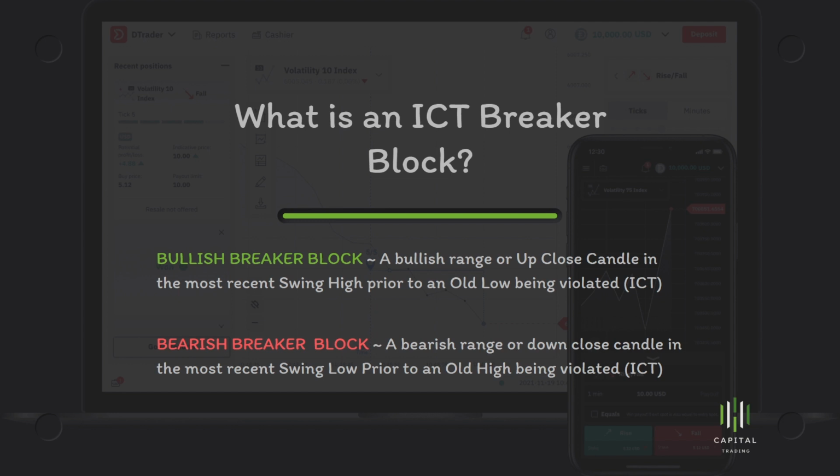So this level, it might be the bullish breaker block. So what is a breaker block, or what is a bullish breaker block?